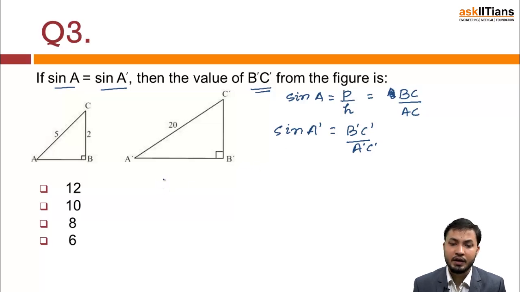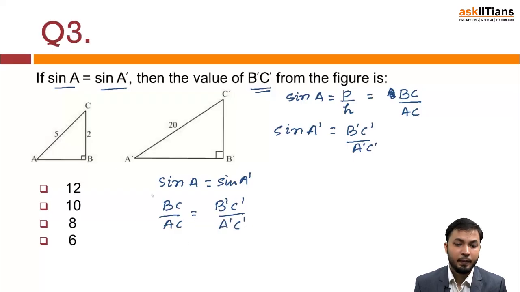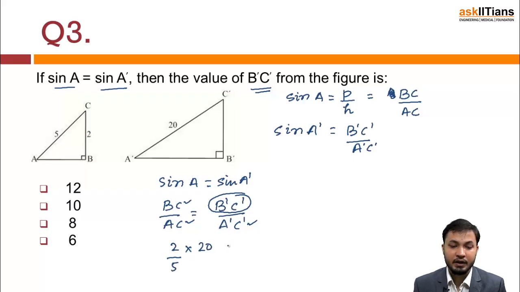Now it is given to us that sine A is equal to sine A dash. So I can write that BC by AC is equal to B dash C dash by A dash C dash, right? Now if I look at the figure, I know the values of these three parts. So I only need to calculate the value of this part. If I do so, I get that my BC is 2, AC is 5, into A dash C dash, that is 20, is equal to my B dash C dash.